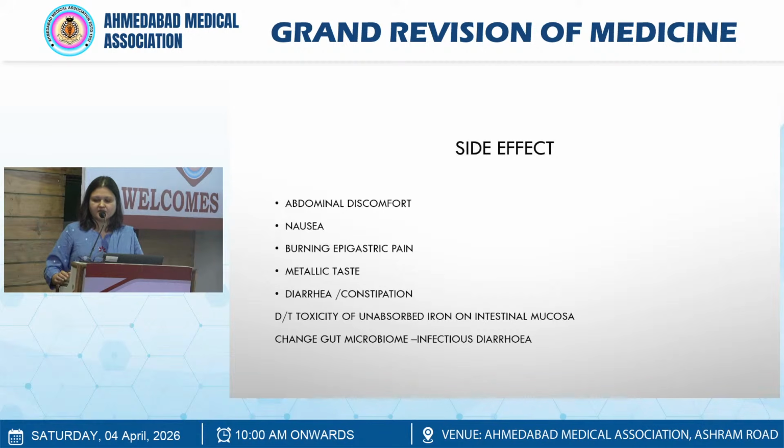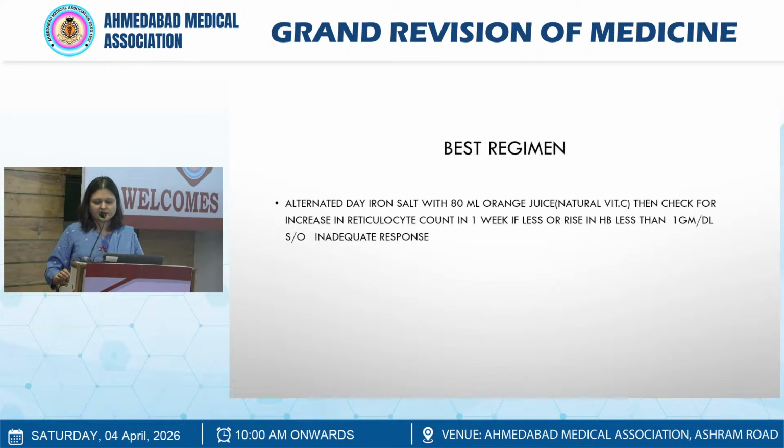It also changes the gut microbiome, so many patients have infective diarrhea. So the best regimen is alternate day iron salt with 80 ml of any vitamin C rich food. Then check for an increase in reticulocyte count within a week or a rise in hemoglobin of at least 1 gram. Okay, if it is not achieved, then it is a failure of therapy, and the most common cause is malabsorption.